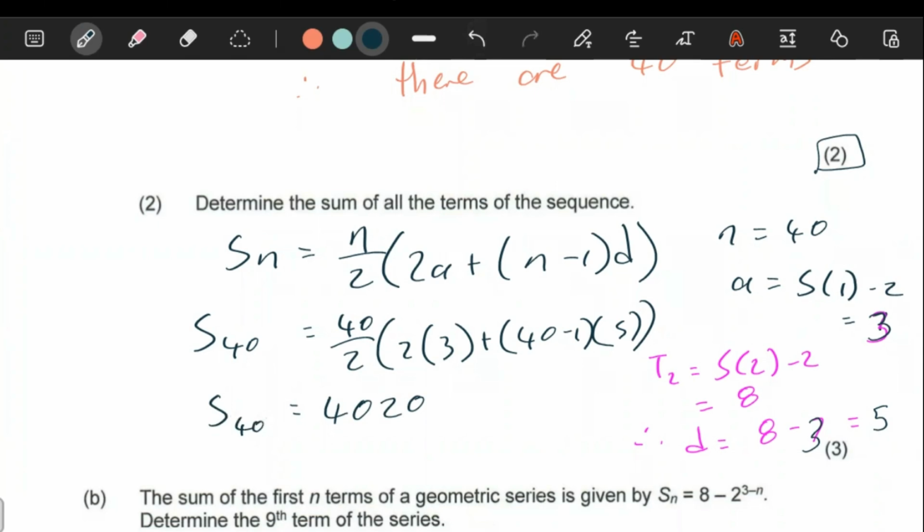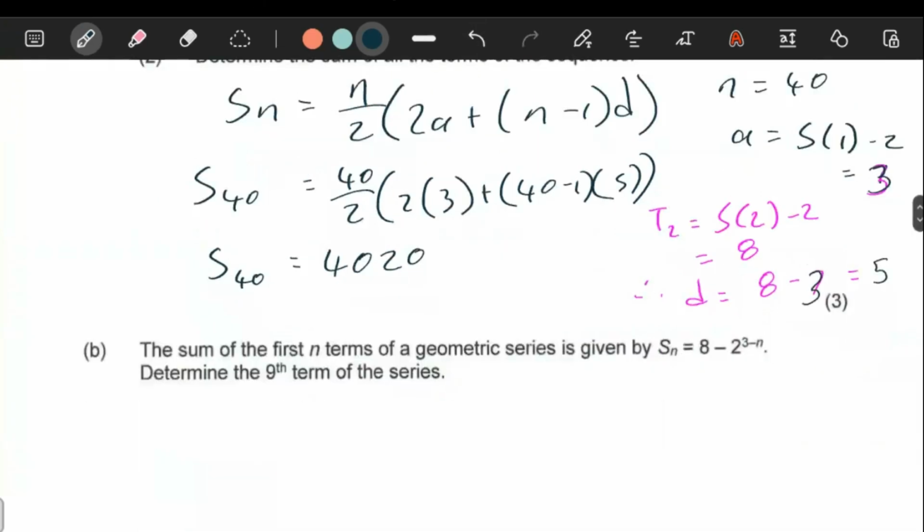4020 is the answer. B says the sum of the first n terms of a geometric series is given by this equation. Determine the ninth term in the series. The fortunate thing is, depending on the theory that you know, a specific term in a sequence is equal to Sn minus Sn minus 1.